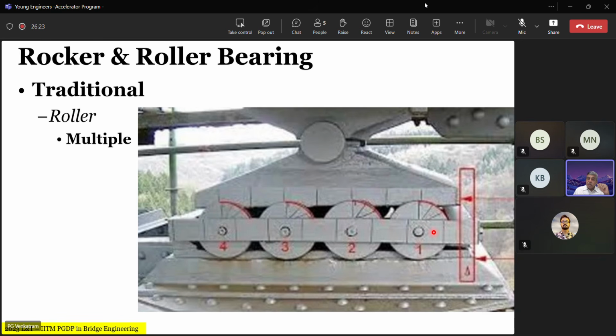a roller which has multiple rollers which are connected by a thing and they are greased and this is fixed to the top. So the rolling takes place and the load transfer is over a series of rollers rather than one single. So this is where the longitudinal movement takes place, and this is where the rotation in this pin is permitted or accommodated. So this is a traditional roller bearing with multiple rollers.